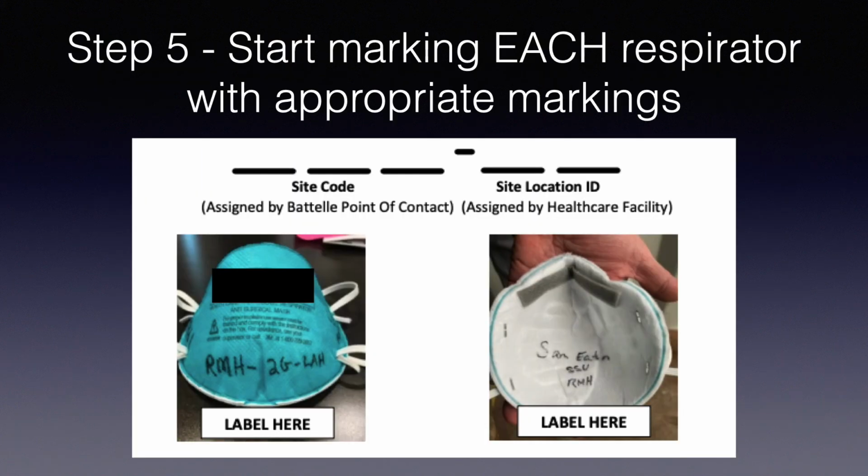Step 5 is to start marking each respirator with the appropriate markings. This should include your site code and your location ID if you choose to use one. The site code should come first, followed by a dash, and then your site location ID as indicated in this picture. Additionally, if you would like to identify an individual employee's respirator, you can do so by using his or her name, initials, employee number, or other identifying markings. This should be done away from the site code and location ID on the mask. All of these should be done in a permanent marker.